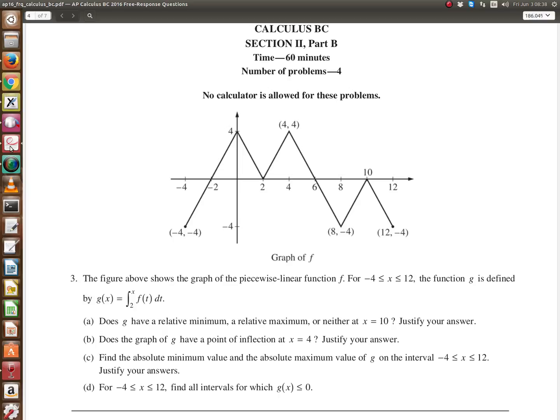Remember, g prime is f. f is defined everywhere, but it's 0 where? At -2, at 2, at 6, and at 10. And also check the endpoints, because you could have an absolute max or an absolute min at the endpoints. So let's do that. We're going to make a little table.